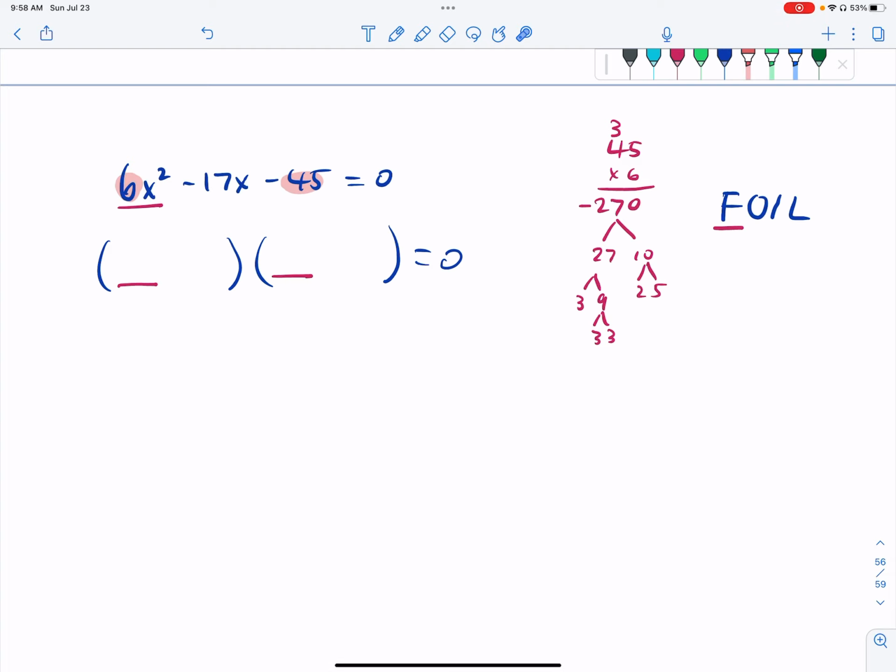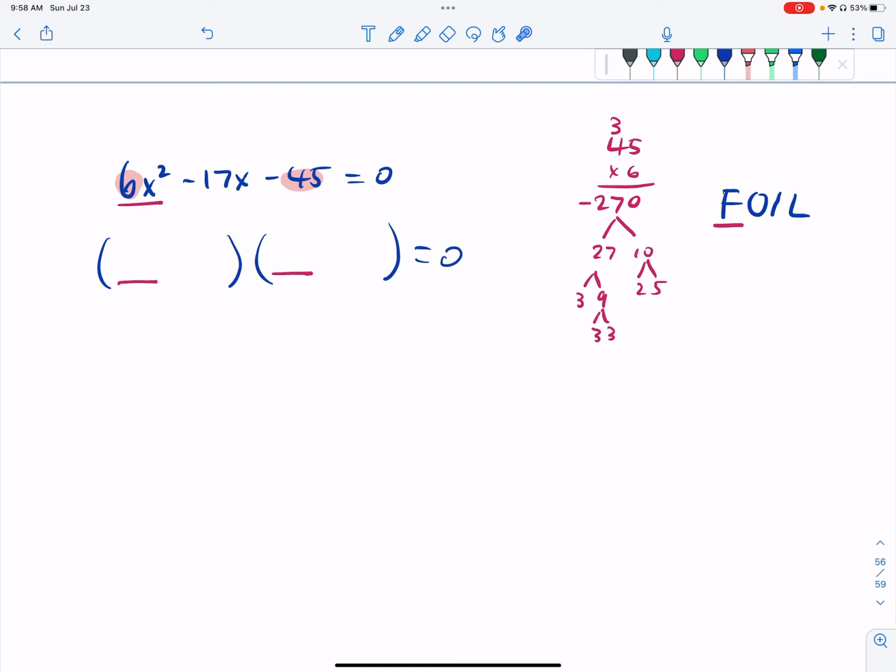And there's a couple of different things that could work. For example, it could be a 3x and a 2x, or it's possible that it's a 6x and an x. And you're not sure which one it is, which is why this is called guessing and checking. You guess something, I'm going to guess the 3x and the 2x, and then I'm going to check to see if it actually works out. If it doesn't, then I have to go back and switch it to the 6x and the 1x. Let me get rid of those real quick.